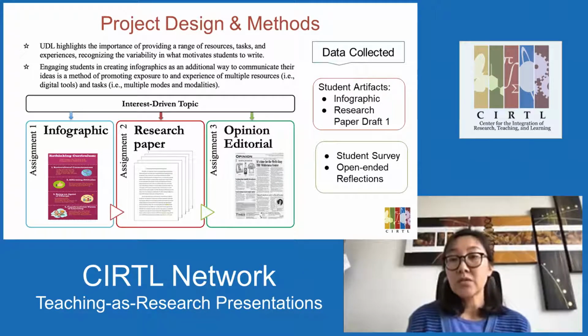We collected student artifacts, the revised draft of the infographic and the first draft of the research paper, to see to what extent the students are using their infographic and how they organize their ideas from the infographic to the research paper. I also collected student surveys and open-ended reflections that they wrote after completing their infographic and the research paper, and at the end of the course, to find out their experiences, perceptions, challenges, and benefits.